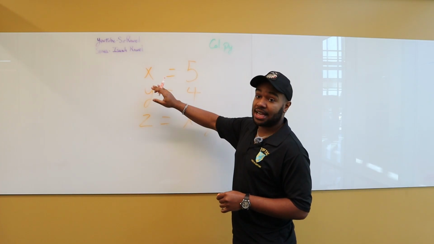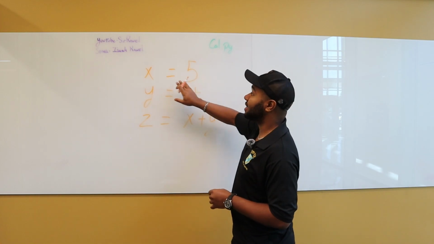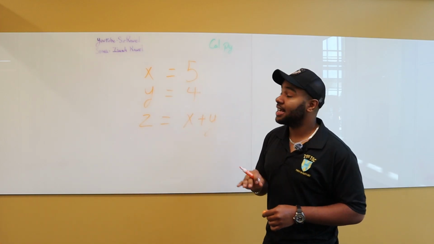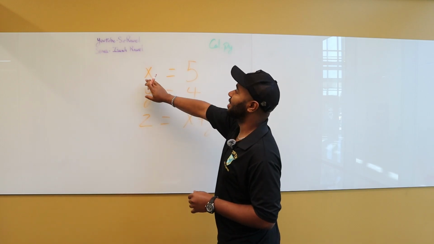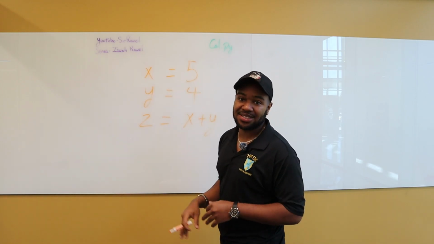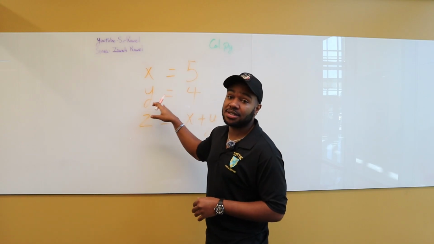Because we have x as the variable and we're assigning it 5, this does not mean it's equal to 5. It just means we're assigning x, all x's on the keyboard, to equal 5. If you hit an x on the keyboard, it's gonna equal 5. Hit a y on the keyboard, it's gonna equal 4.